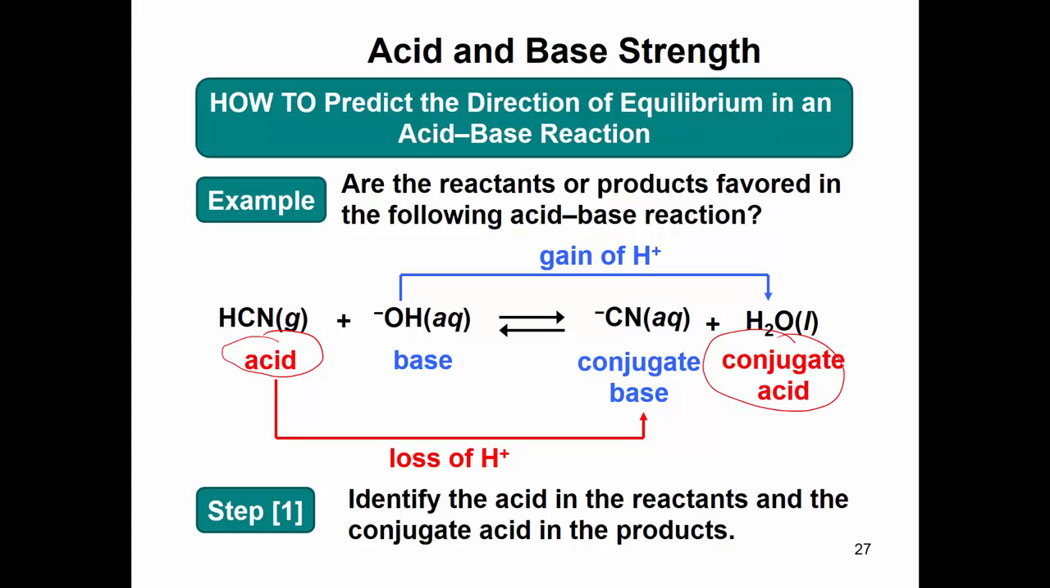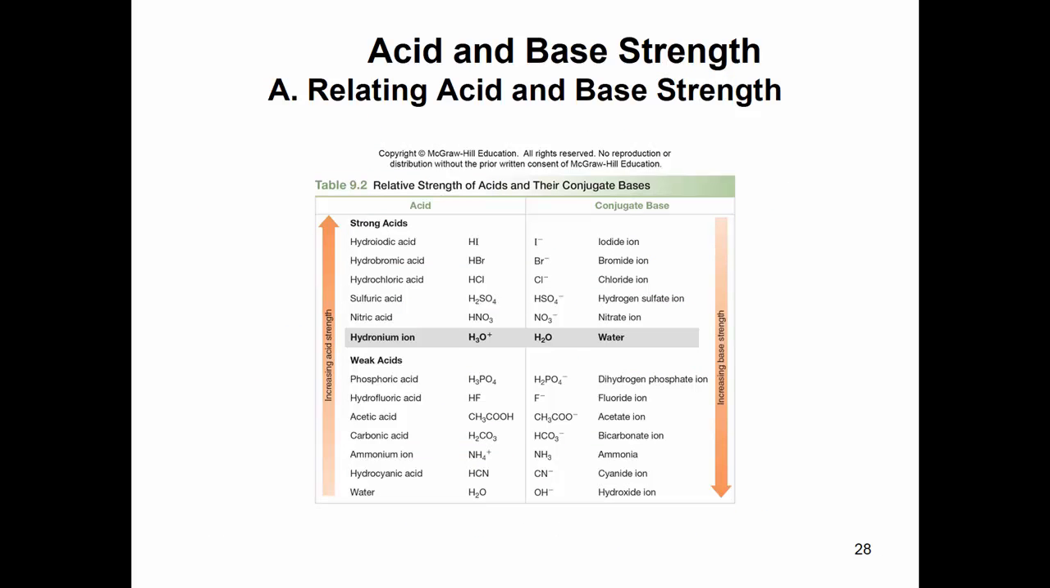Okay, so first step is identify. You have to know what's your acid, what's your base. Okay, now I'm going to show you the table. You can find this in any book. If you're in my class, we're using this table, but you can be anywhere. Okay, and you're going to compare the HCN and your conjugate acid.